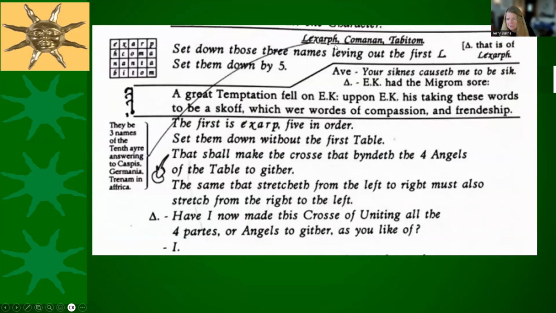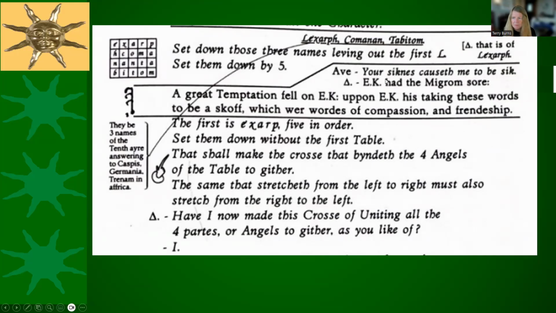So, Alexarpe, Komananu, Tabitom, set down those 3 names, leaving out the first L. So D is written in a note. In other words, Alexarpe. Set them down by 5. 1, 2, 3, 4, 5. Okay. So we have 3 7-letter names becoming 20 letters, so it becomes 4 names of 5 letters each.